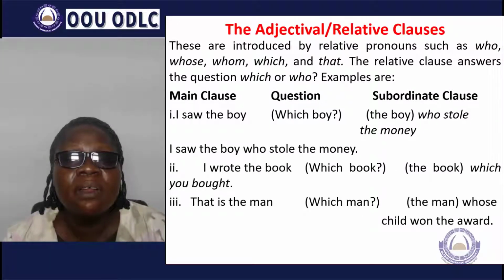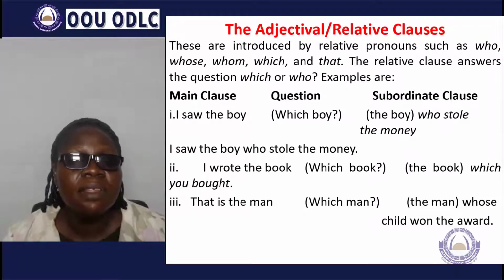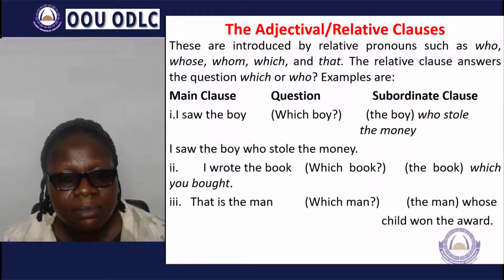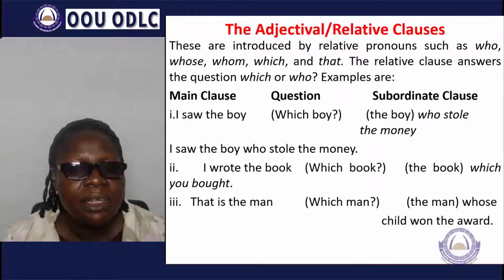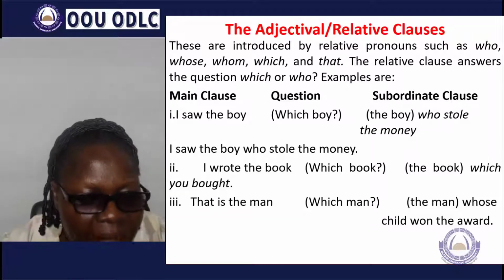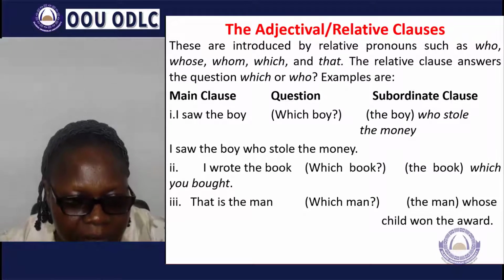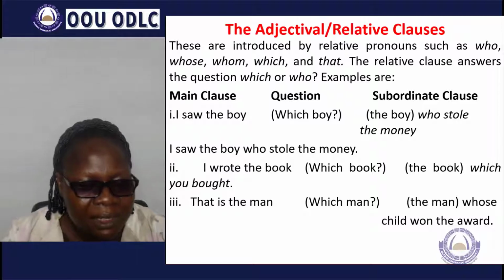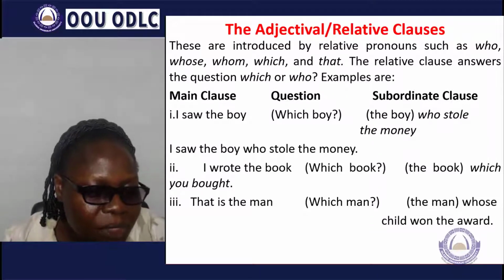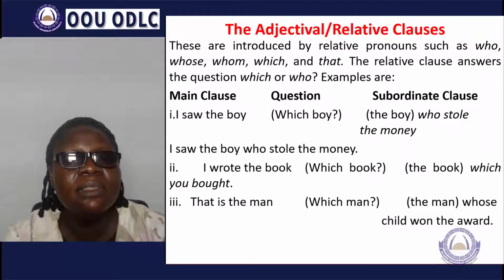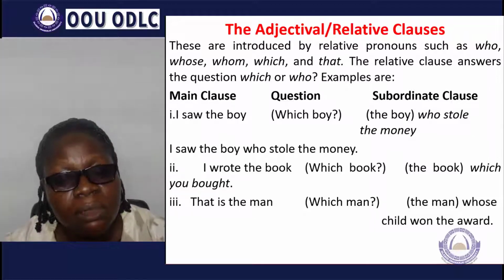Let's talk about the adjectival or relative clauses. These are introduced by relative pronouns such as who, whose, whom, which, and that. The relative clause answers the question which or who. Examples are: I saw the boy who stole the money. Our focus is on the adjectival clause, which is who stole the money.